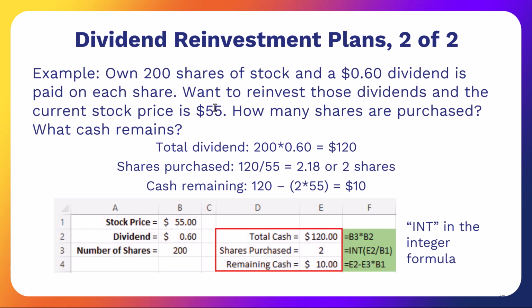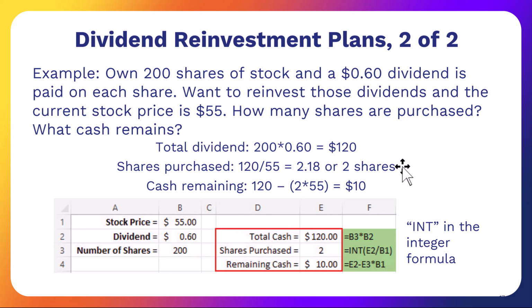So how we would calculate this, here we have 200 shares. If we have a 60-cent dividend and the stock price is $55, how many shares would you be able to buy? What cash remains? Well, the total dividend on 200 shares is $120. The shares you would purchase, you would get 2.18 shares. 2 shares. Typically, you can only get a full share.